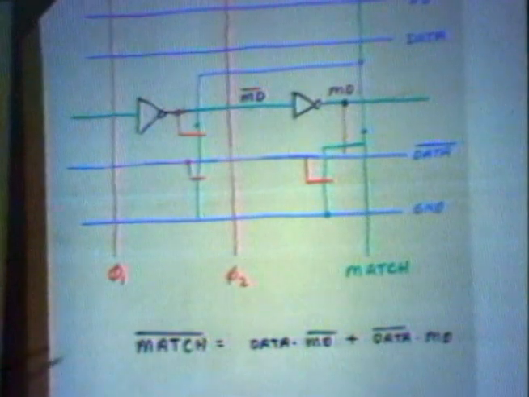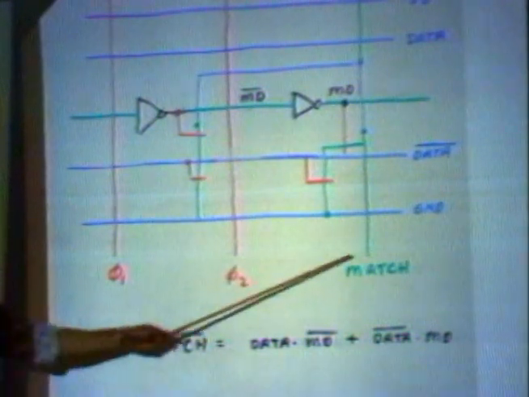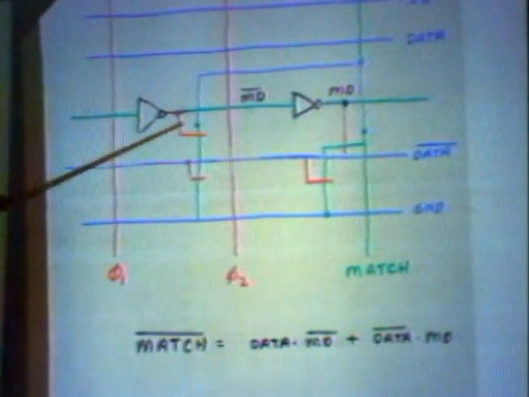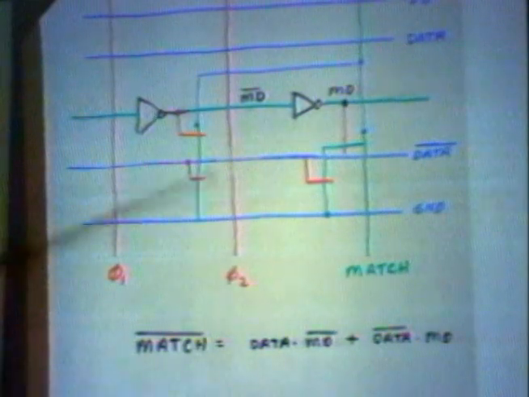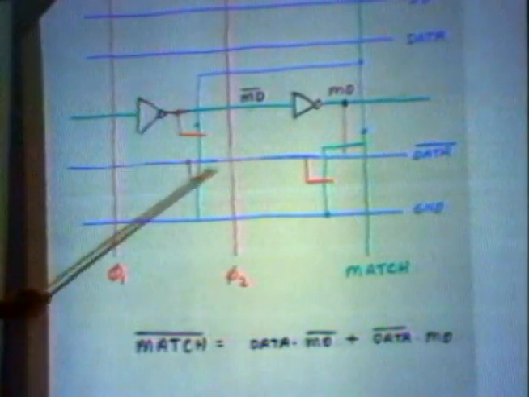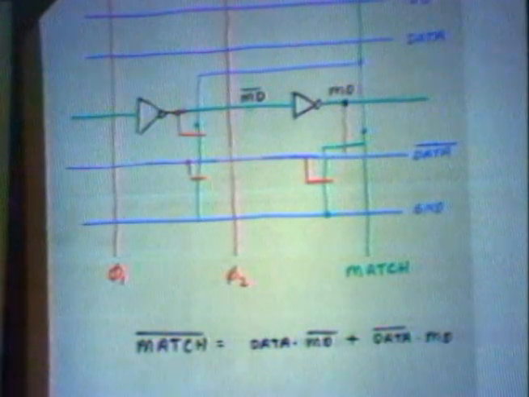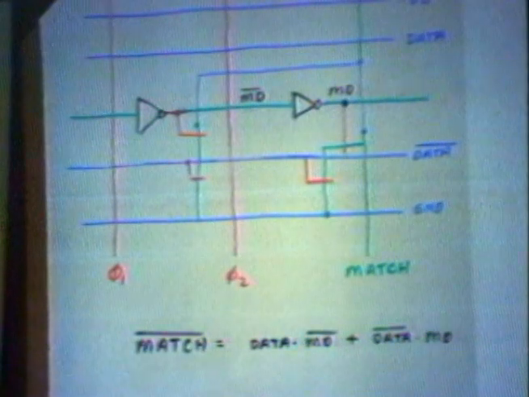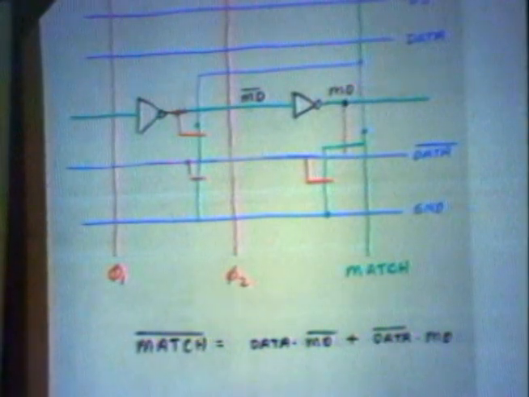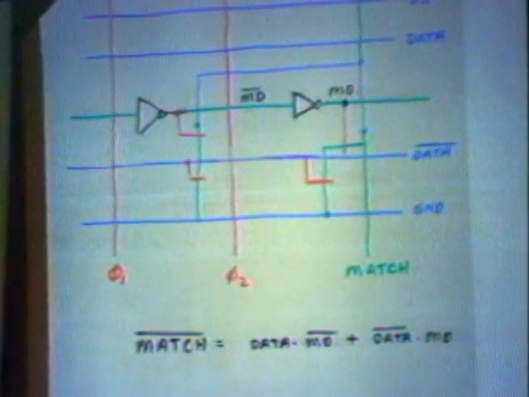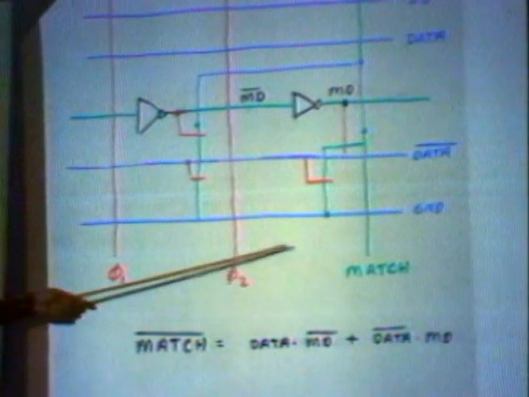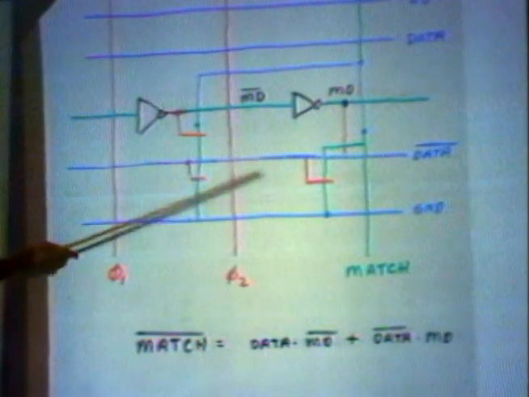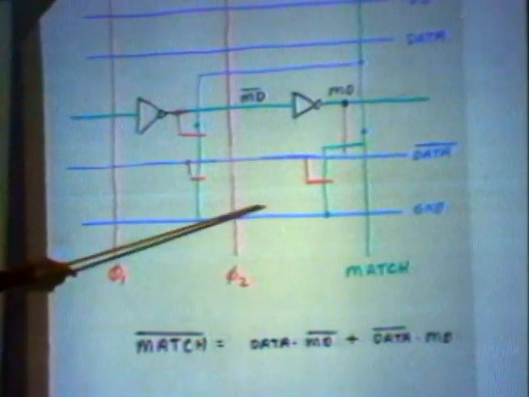Okay, the basic idea is that you're going to precharge this match line, and then a word is represented by this bit and all the other bits in the vertical direction. If any one of those bits in the word does not match, then you want to pull the match line low. And only if the match line remains high after a certain length of time do you want to say that indeed there was a full match in that word. So you precharge the match line and then allow any one of those bits, in other words, this is another distributed OR function, to pull it down, and then there's not a match.